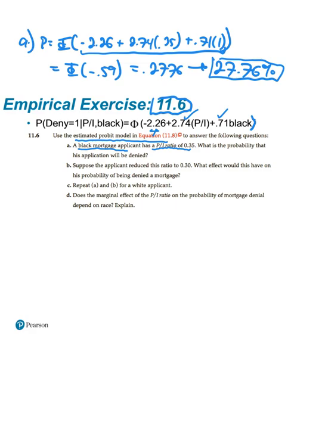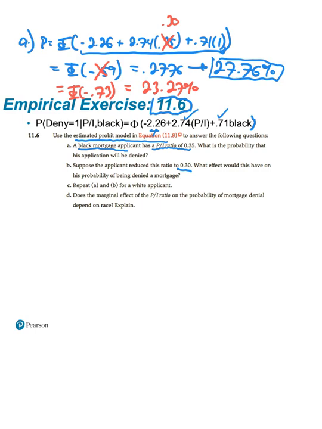It says, suppose the same exact applicant reduces the PI ratio to 0.3. What effect would this have on the probability of being denied a mortgage? So what are we going to do? Instead of rewriting this whole thing, we're going to update this right here to 0.3. And that will update our z value, or at least it should, to phi of negative 0.73. This should be equal to 23.27%.